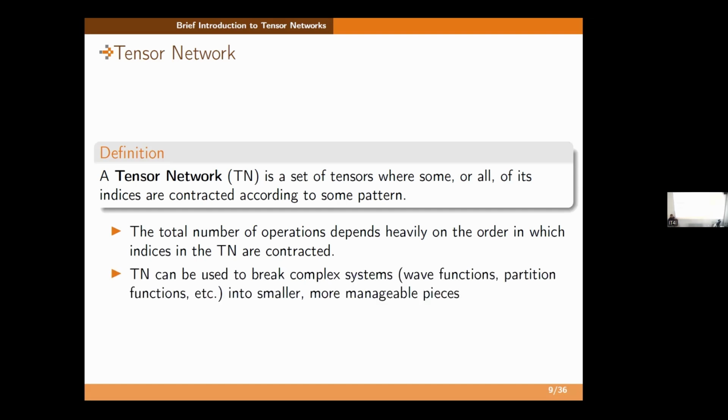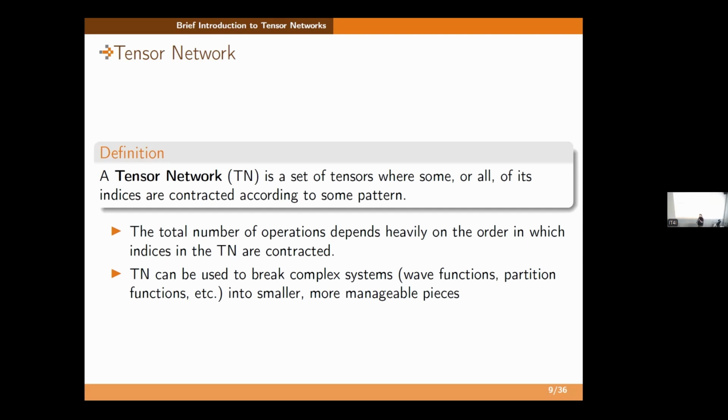And second, what is the purpose? I won't go into the details of how to do it, but in general, tensor networks can be used to break complex systems, for example wave functions or partition functions, into smaller, more manageable pieces. And that is the main role for which we use them.